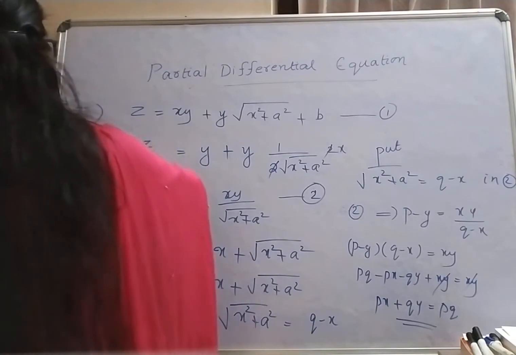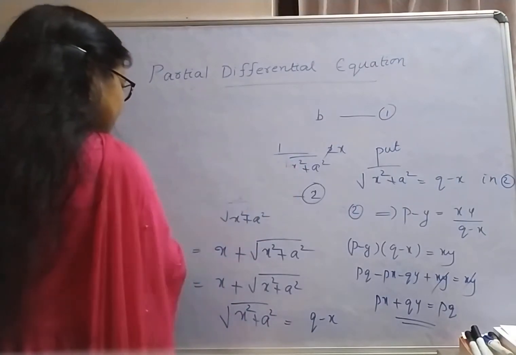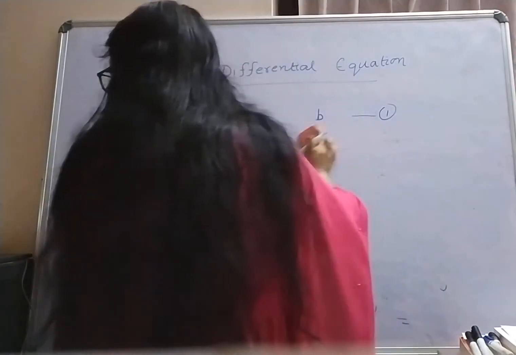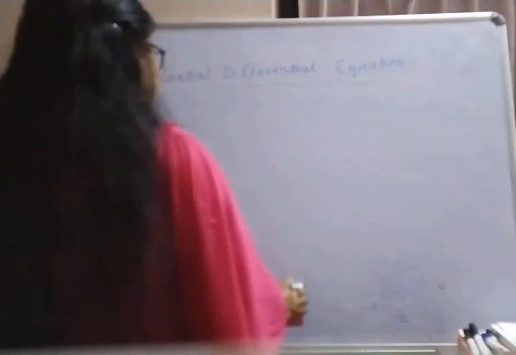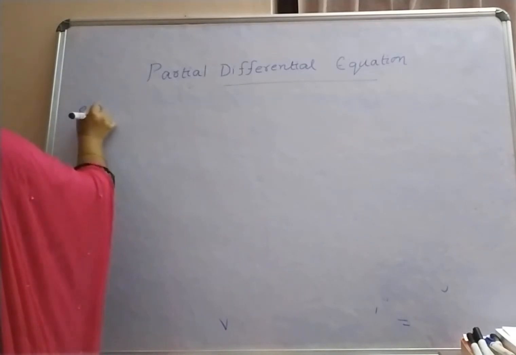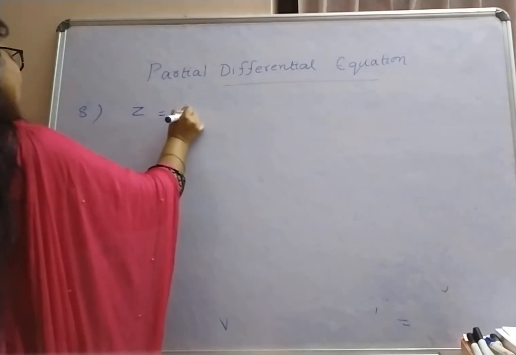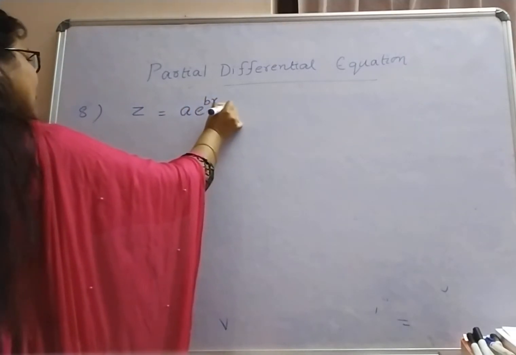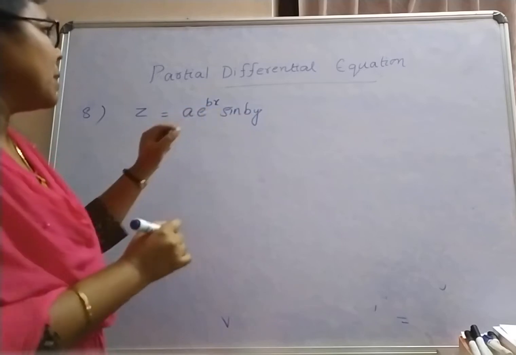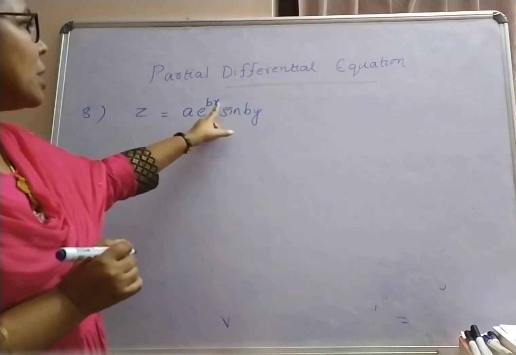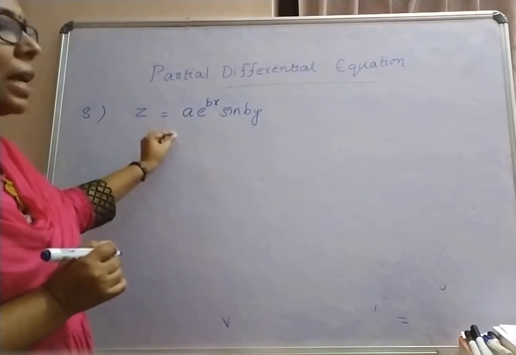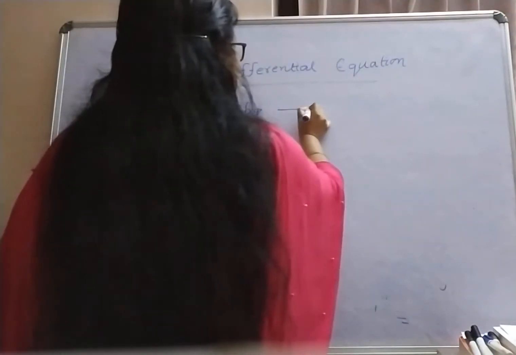Next question is, find the PDE of z equal to a e raised to bx sin by, by the method of elimination of arbitrary constants a and b. Here the arbitrary constants are a and b and the independent variables are x and y. The number of arbitrary constants equals the number of independent variables. Therefore, we get a PDE of order 1. Put it as equation number 1.